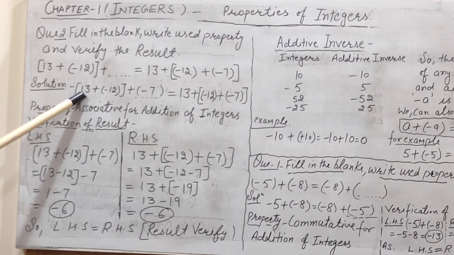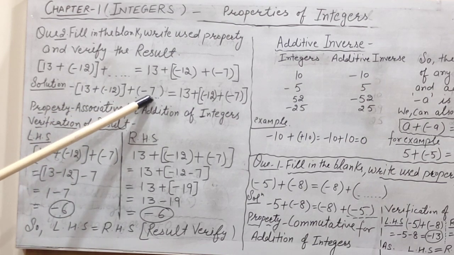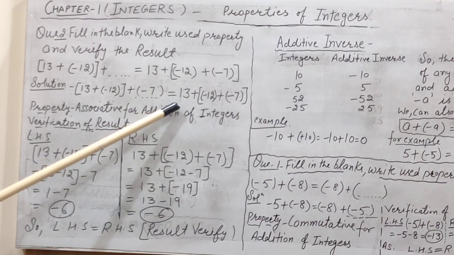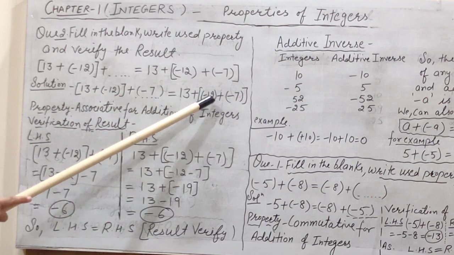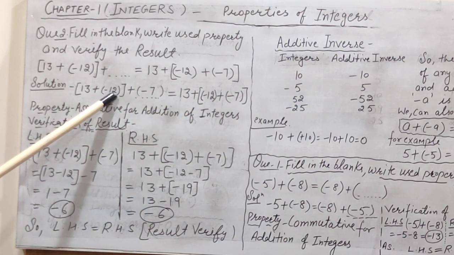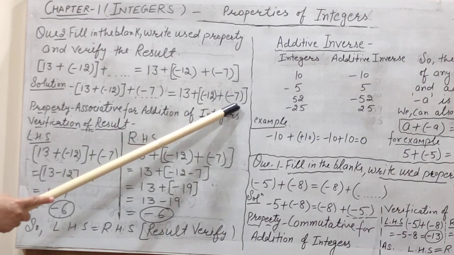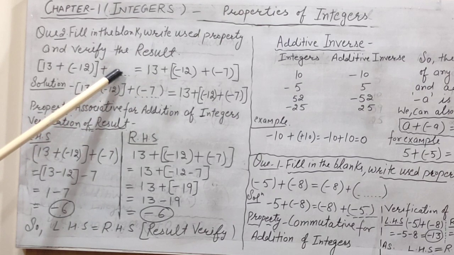पहला integer क्या है? 13. दूसरा -12. तीसरा हमें fill करना है यहाँ पे. और right hand side में क्या है? 13 है. 13 यहाँ भी था. यहाँ पे क्या है next? -12 है. -12 यहाँ भी था. नेक्स्ट यहाँ पे क्या दिया हुआ है? -7. बट -7 यहाँ नहीं था. यू अंडरस्टैंड ना? फिलिंग द ब्लैंक में -7 नहीं था.